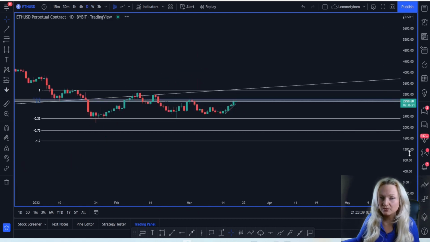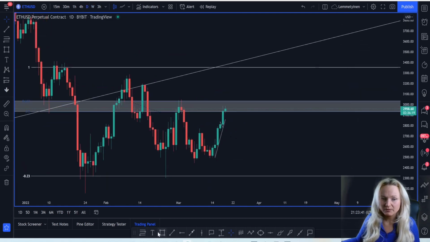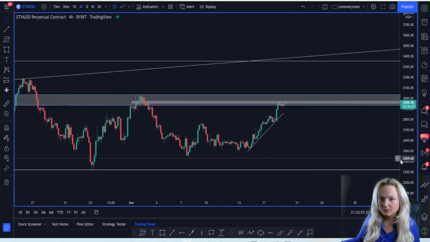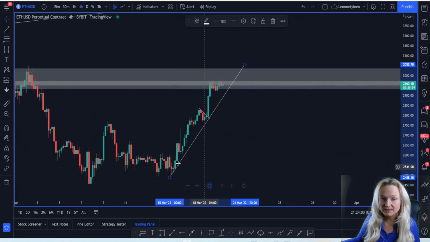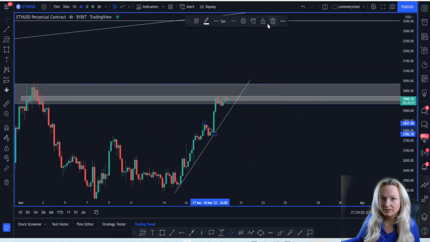If we go to the lower time frames on the daily chart, we can also see that we are right now at the moment around a supply candle. We're going to the 4-hourly chart. So what we're going to do is extend this support trend line. This is the one that tells us that we are in an uptrend.